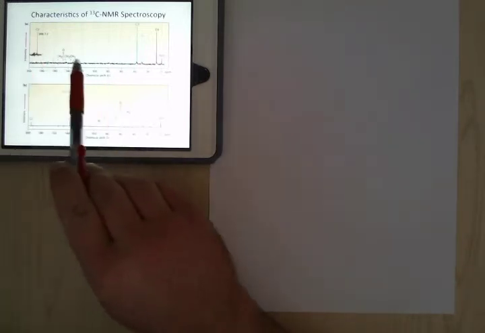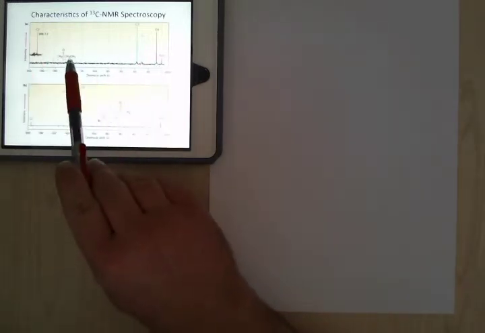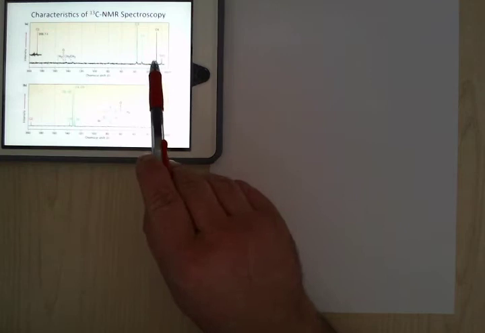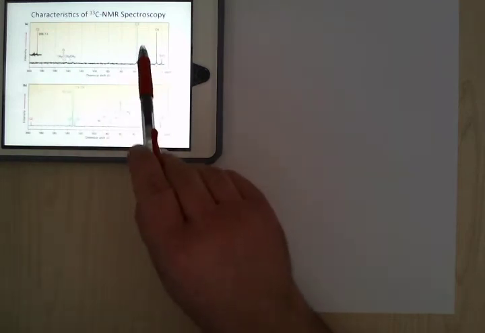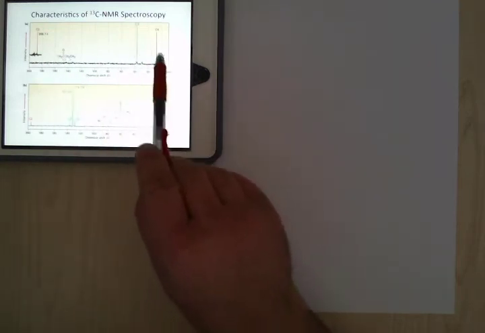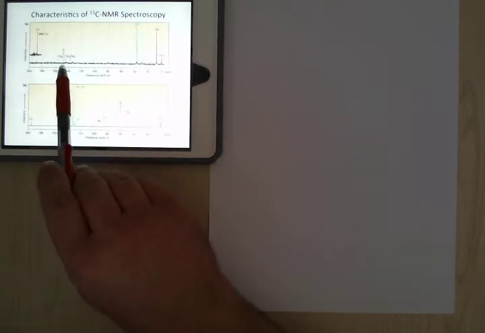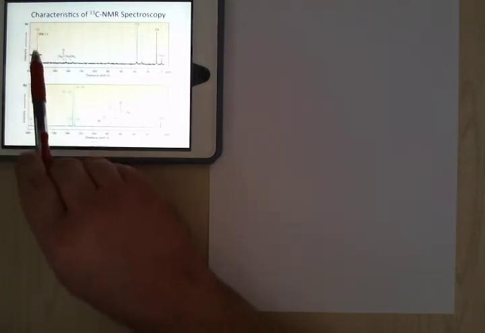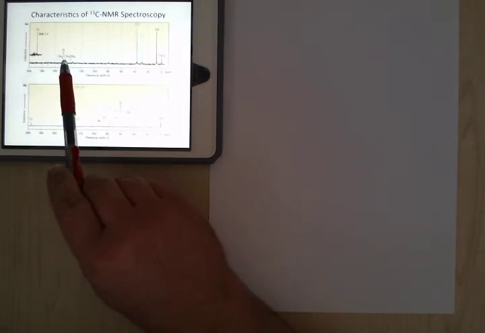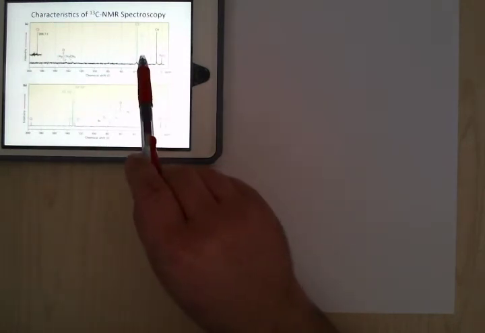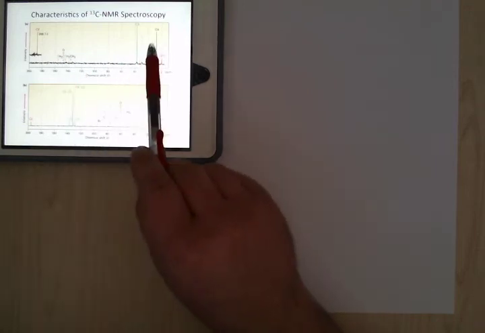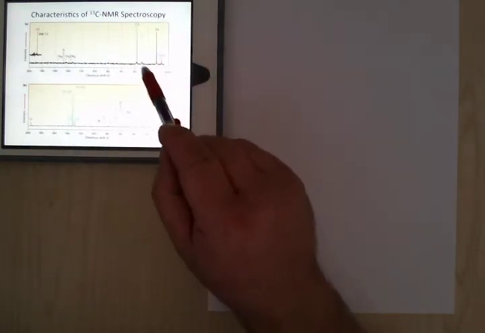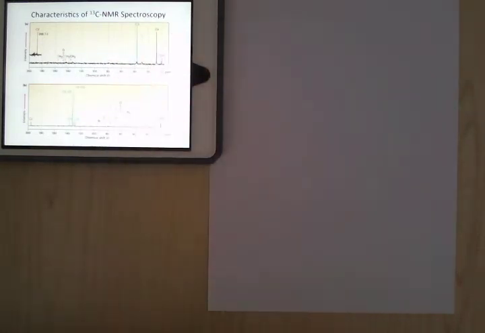So the C4, a regular CH3, would be here. This CH3 again is over here, because CH3s are typically right around there. The number 2, which is C double bond O, is going to be up in this region here, and in this case it's 208, which is where we expect. And this CH2 is here because CH2s are typically a little bit more downfield than CH3s. So there we go.